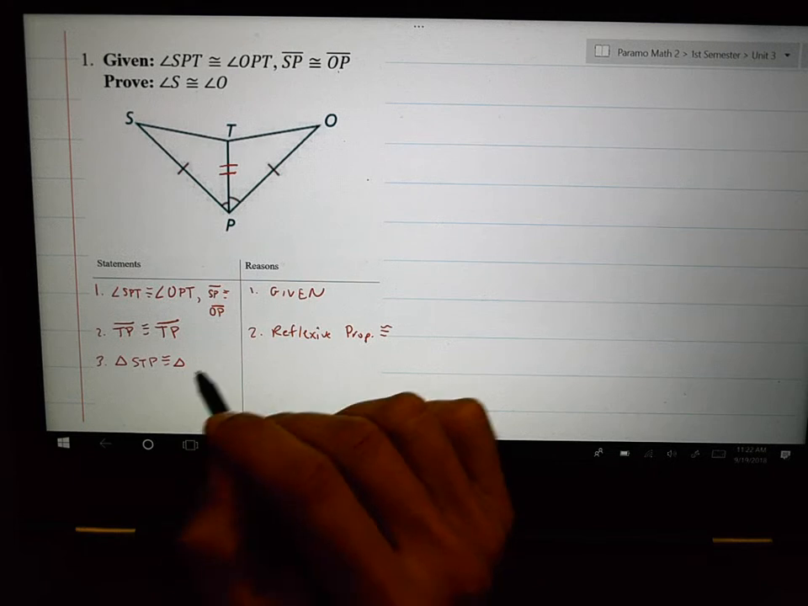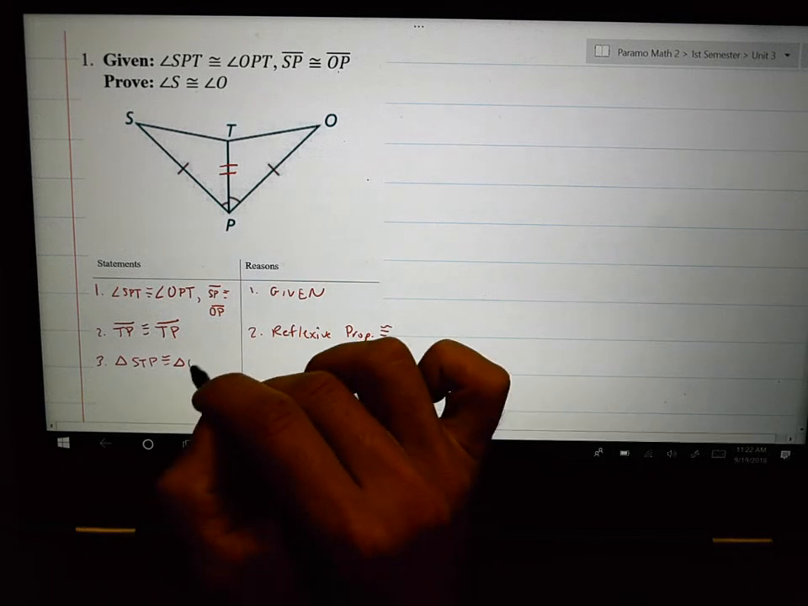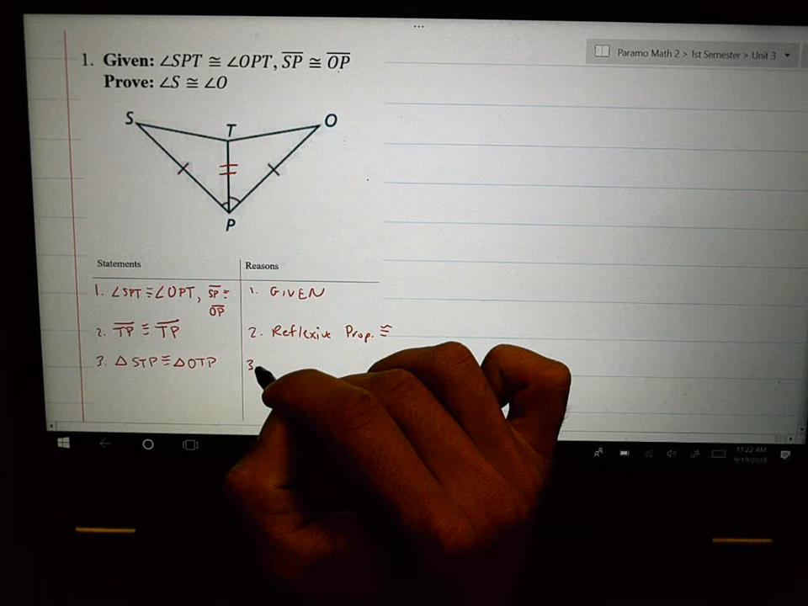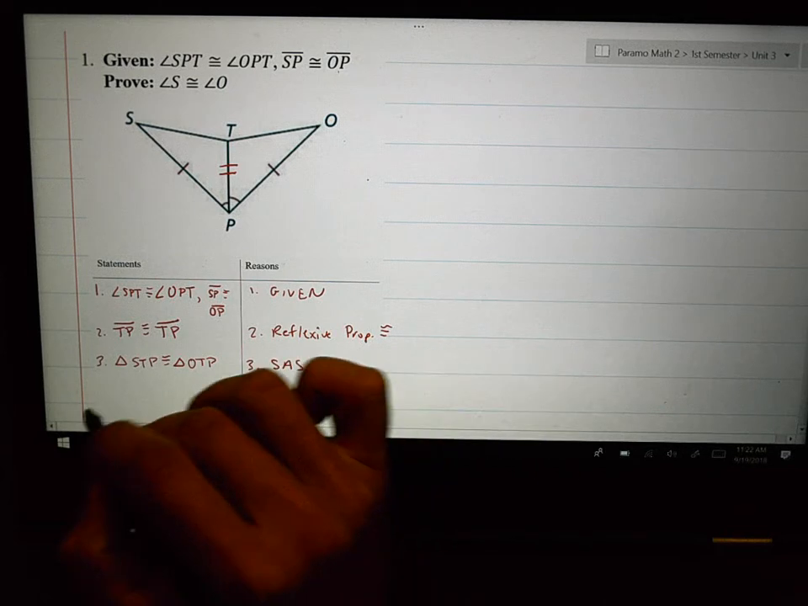Triangle STP is congruent to triangle OTP. How do I know that these two triangles are congruent to each other? Because I have a shortcut. The shortcut is side angle side.